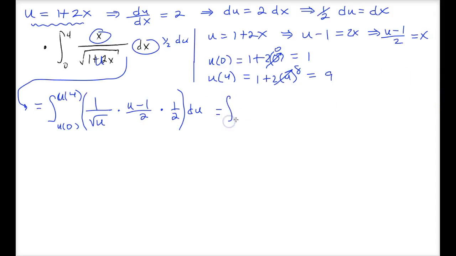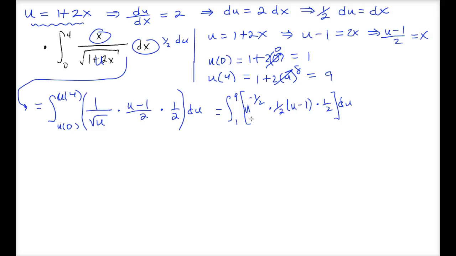So of course, we know our limits of integration now go from 1 to 9. And we know that 1 over the square root of u is the same as u raised to the negative 1/2. And here I could rewrite (u minus 1) divided by 2 as just 1/2 times (u minus 1). And then all that is times 1/2 du again. So all of this is here.